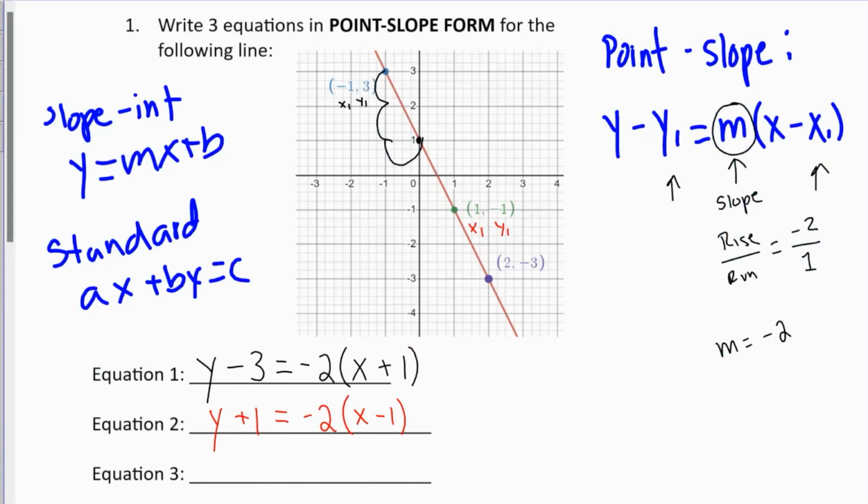And our last one, we're going to use the last point. We're going to label it x1, y1, and plug in the same thing. Y minus -3, 2 negatives make a positive, equals -2 times x minus 2. And those are our 3 equations given the line on our graph.